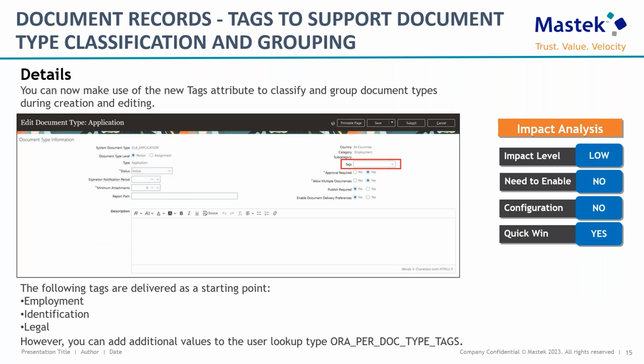Moving to the next feature, we have it in the document of records area. A tag to support document type classification and grouping. Now a tag is introduced which you can make use of as a new tag attribute to classify and group document types during creation and editing. So here are a few delivered list of values that we have: employment, identification and legal. However, you can add additional values to the user lookup, which is the type ORA PER DOC TYPE TAGS. Additional list of values can be added using this profile value.